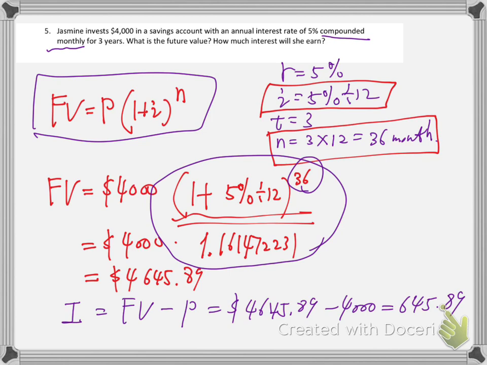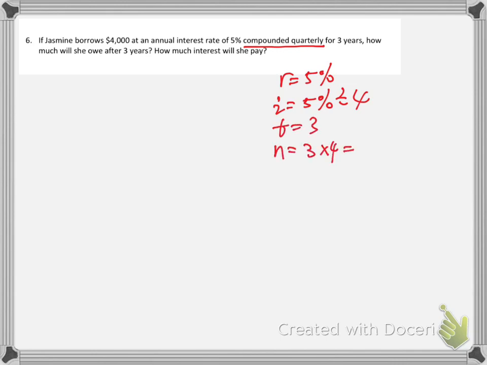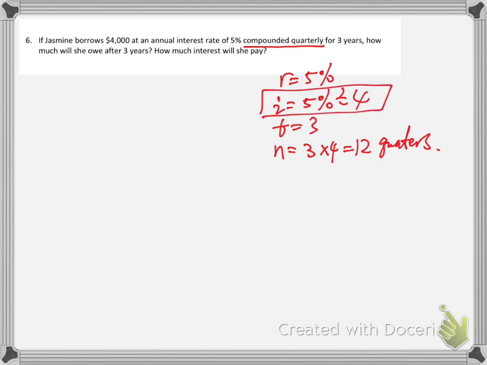So the next question is similar, but we change it to compounded quarterly. You can compare 5 and 6. So for quarterly, every year has 4 quarters. R is still the same, 5%, but this time I will be 5% divided by 4. T is still 3 years, and N is 3 times 4, so we choose 12 quarters. For number 5, we got months and monthly interest, and now we need quarters: I for quarters, and 12 quarters for 3 years.